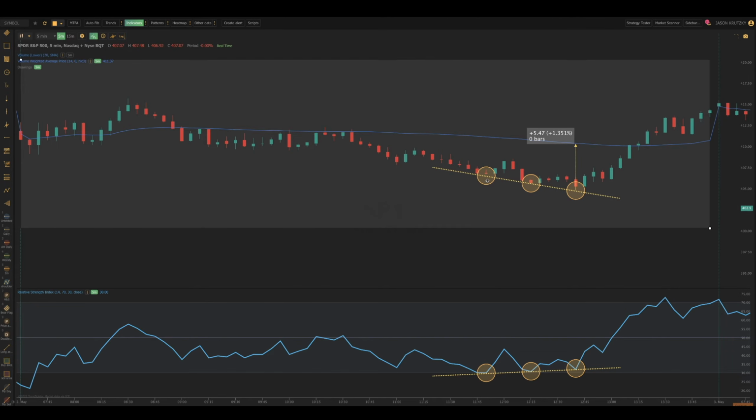We can see that price makes a low, RSI makes a low. Price makes a lower low, RSI makes a higher low. Price again makes a lower low, and RSI makes a higher low. Combine this divergence with the idea that price is overextended to the downside, and it becomes more evident why price makes the move that it did.